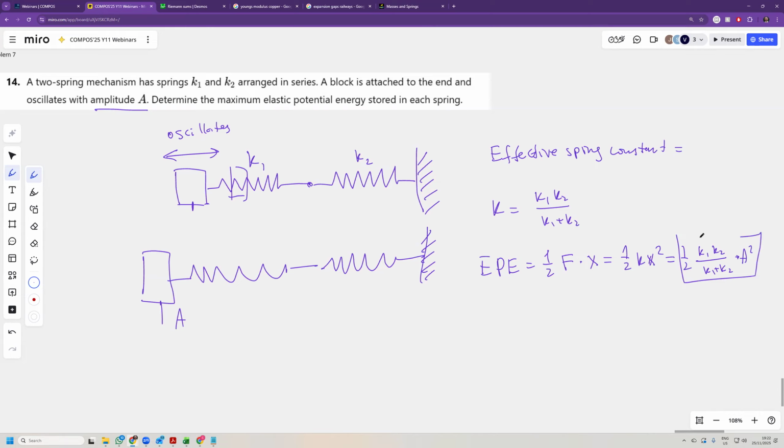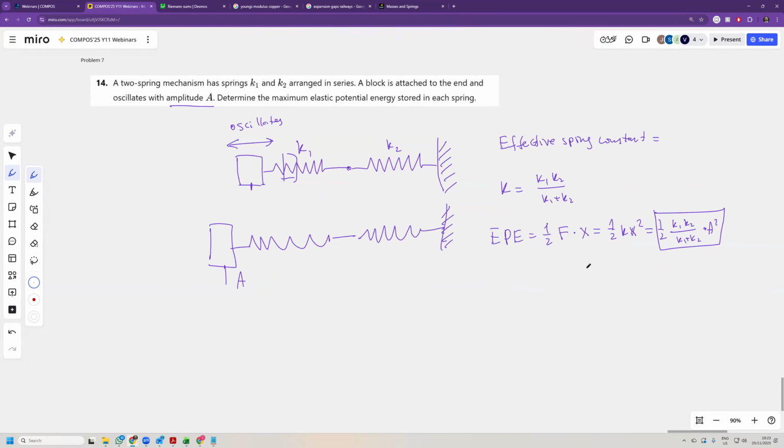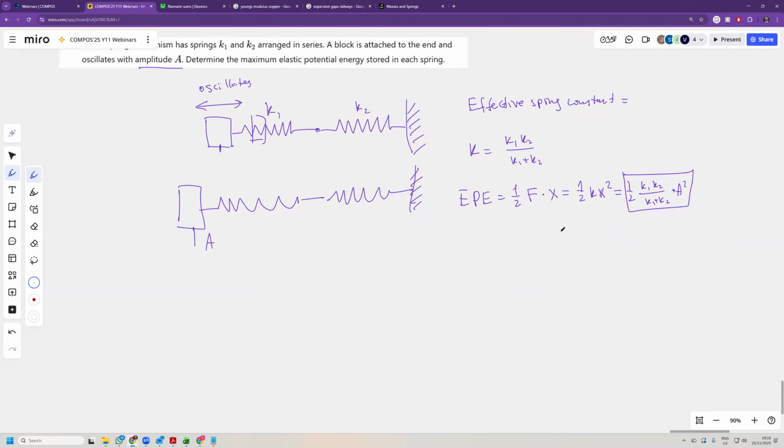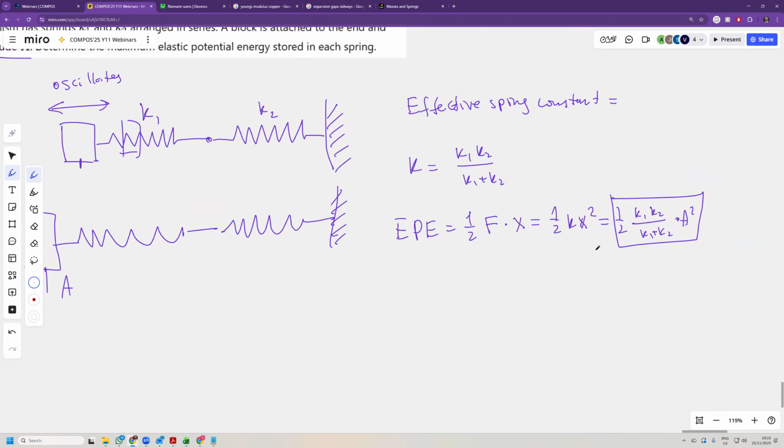And that's the total elastic potential energy stored in the springs. Okay, that makes sense. So the effective spring constant is this. All right, so that's the total energy.